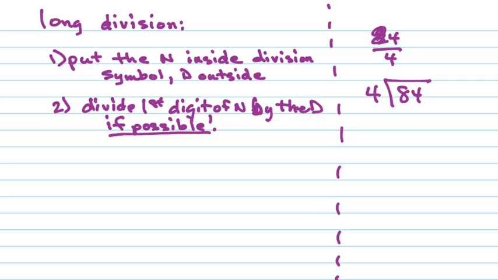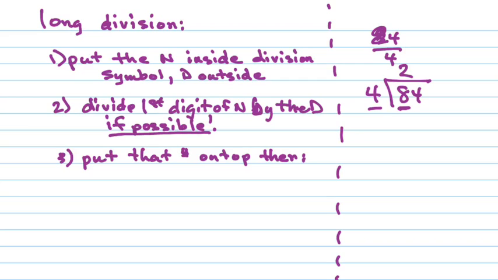But in this case, the first digit here is 8, and the denominator on the outside is 4. So will 8 divide by 4? Yes. 4 goes into 8 how many times? 2 times. Okay? Put that number on top.